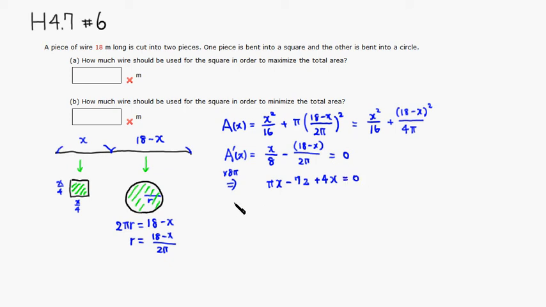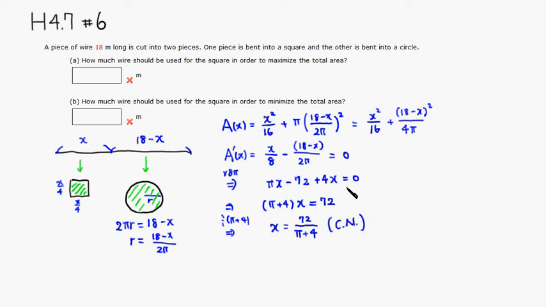So I combine the x's together, so it's pi plus 4 times x, and I'm going to move negative 72 over to the other side. Therefore, divide through by pi plus 4. X is going to be 72 over pi plus 4. Alright, then this is a critical number.